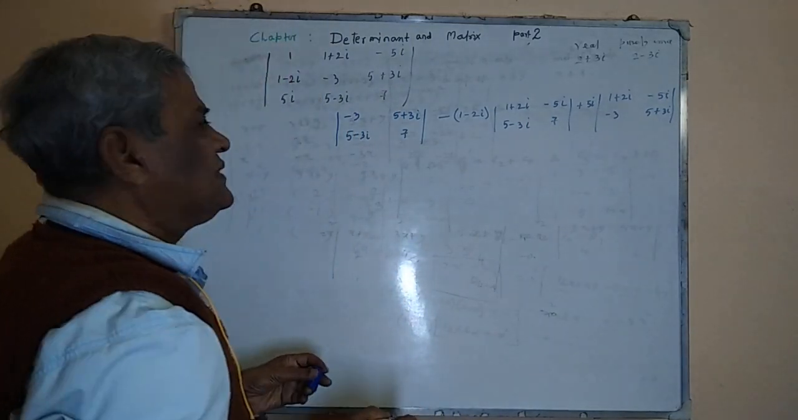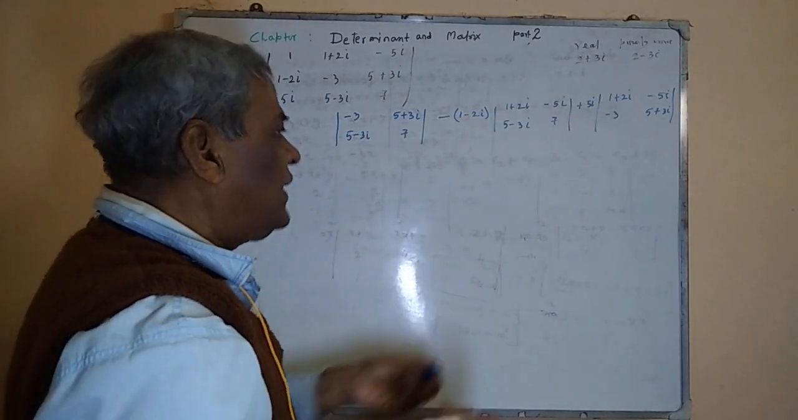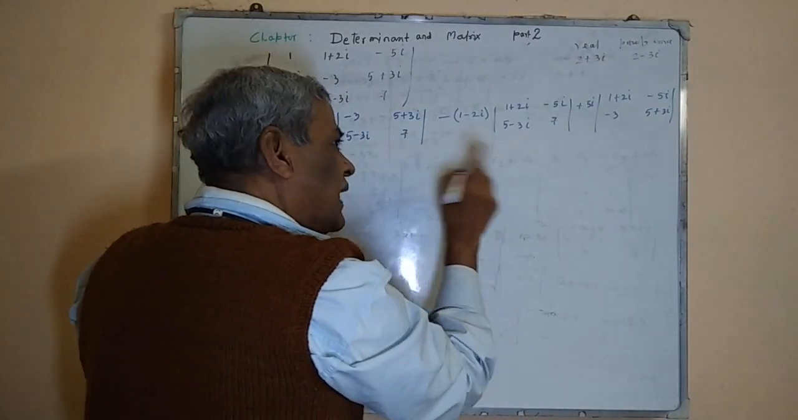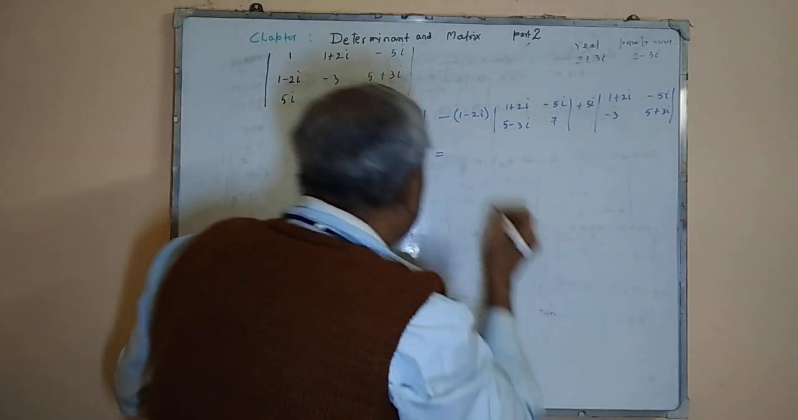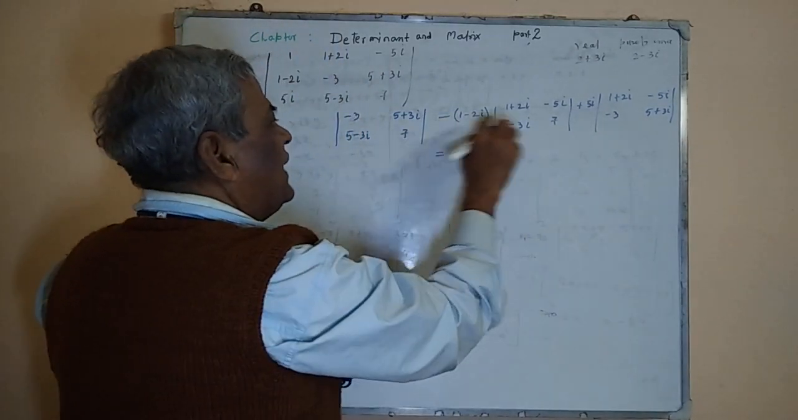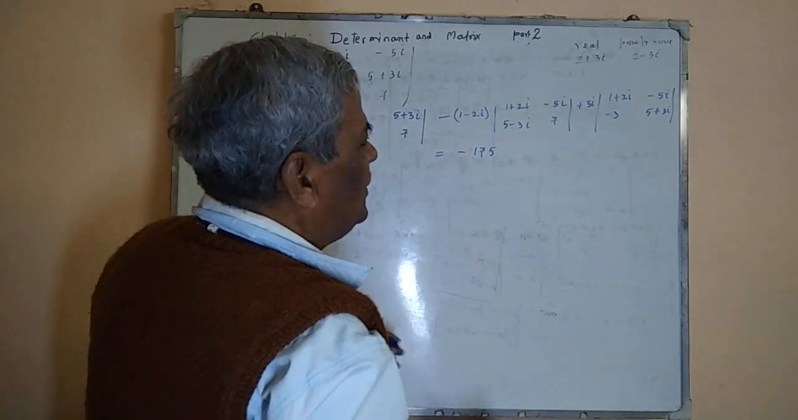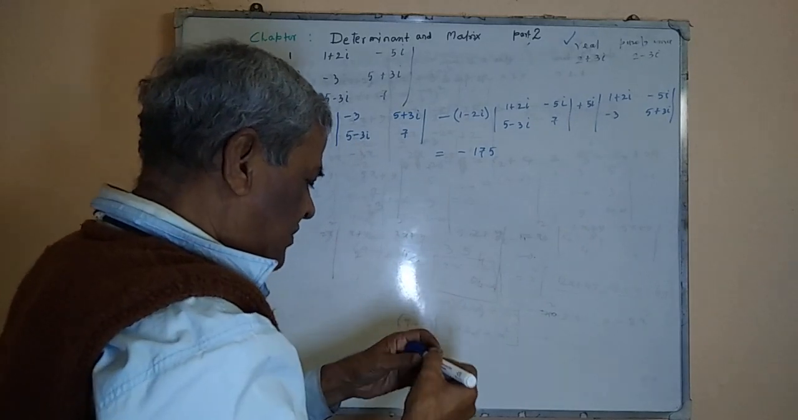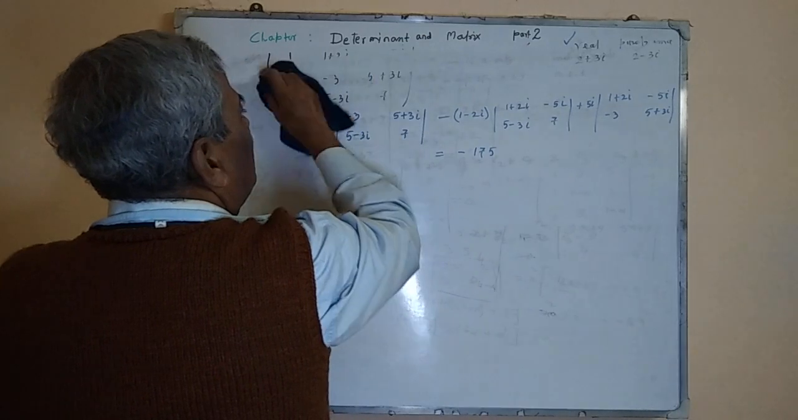Now, simply by expanding these second order determinants, its value can be calculated, and after simplification its value will be minus 175. So it is real. This option is correct. Next problem.